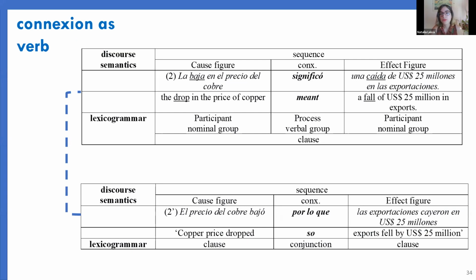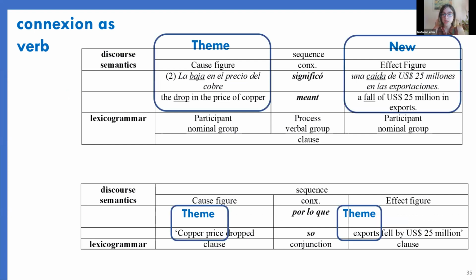In this clause complex, figures are realized by clauses and connection is realized by a causal conjunction. What is expressed through two ranking clauses in the congruent realization is expressed through just one ranking clause in the metaphorical one. These two tables illustrate the straddle tension that allows us to recognize logical metaphor. In the logical metaphor above, the nominalizations and the verbalization of connection allow writers to pack the whole figure, the drop of the price of copper, as cause and compose it as theme of the clause, as well as packing a fall of $25 million as the effect and composing it as the new of the clause.